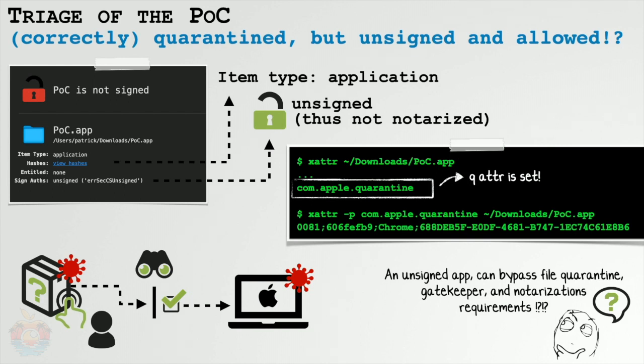The quarantine attribute, as Cedric talked about, is what triggers Gatekeeper, the file quarantine, and the notarization checks. So I thought maybe for some reason the quarantine attribute is not set. But as we can see on the slide, it was. So we have an unsigned application that can bypass file quarantine, notarization requirements, and Gatekeeper.